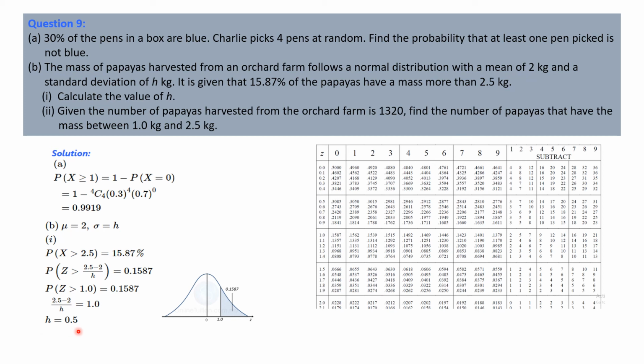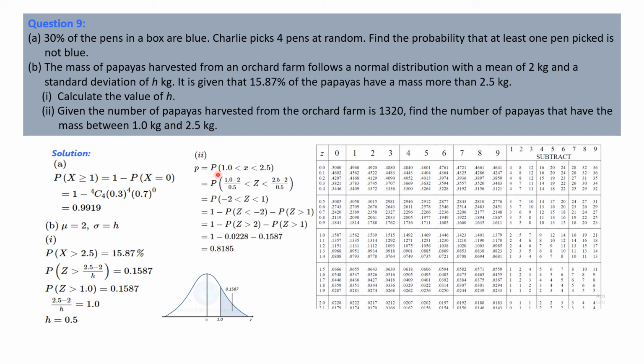Okay, then we move to question 2. Given the number of papaya harvested from the orchard's farm is 1,320, find the number of papayas that have the mass between 1 kg and 2.5 kg. So we have to find the probability for x in between 1 and 2.5. So we standardize it. We will have a probability for z in between -2 and 1.